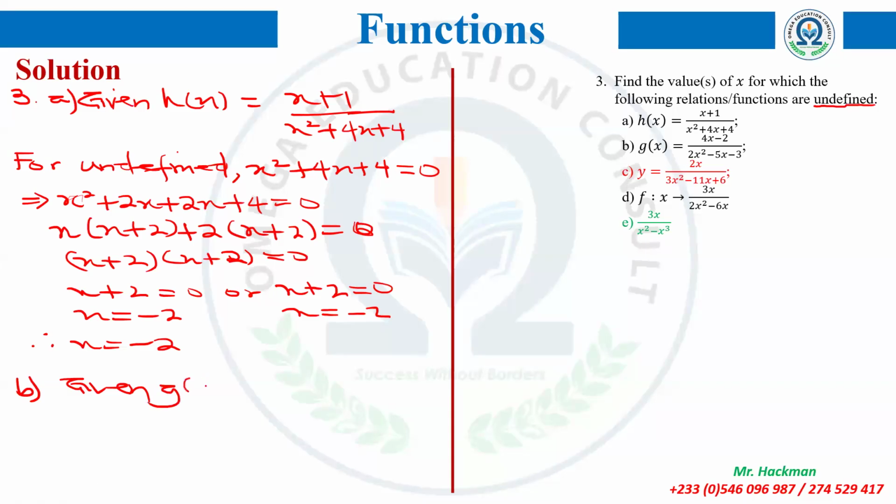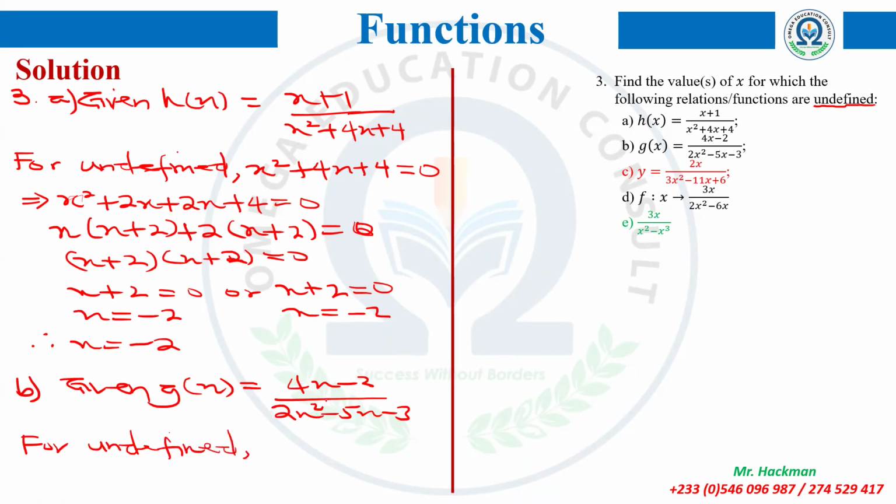Okay, what do we have? G of x. And G of x we are told is (4x minus 2) all over (2x squared minus 5x minus 3). Okay, so you know what to write for undefined: your denominator, which is 2x squared minus 5x minus 3, should be equal to 0.